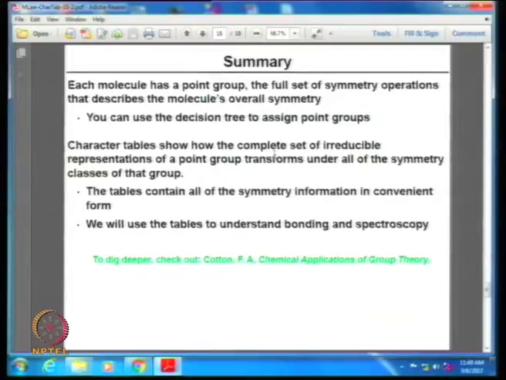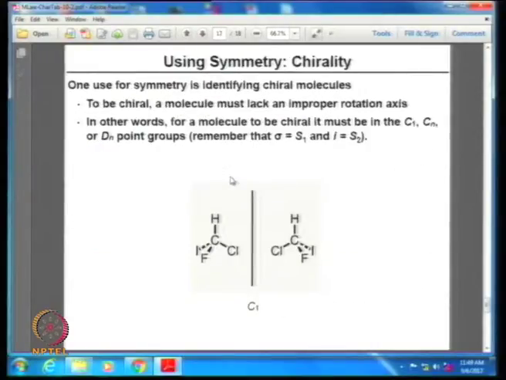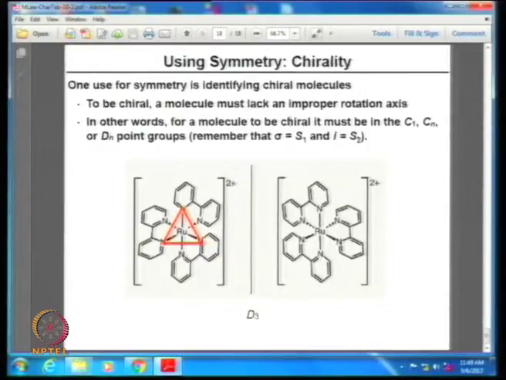So each molecule has a point group, and you can go down a decision tree. That tree is there in that Cotton's book. Okay, and first part therefore is to identify character tables. Okay, so this is end of this part, which is a quick and rough way of building up character tables.